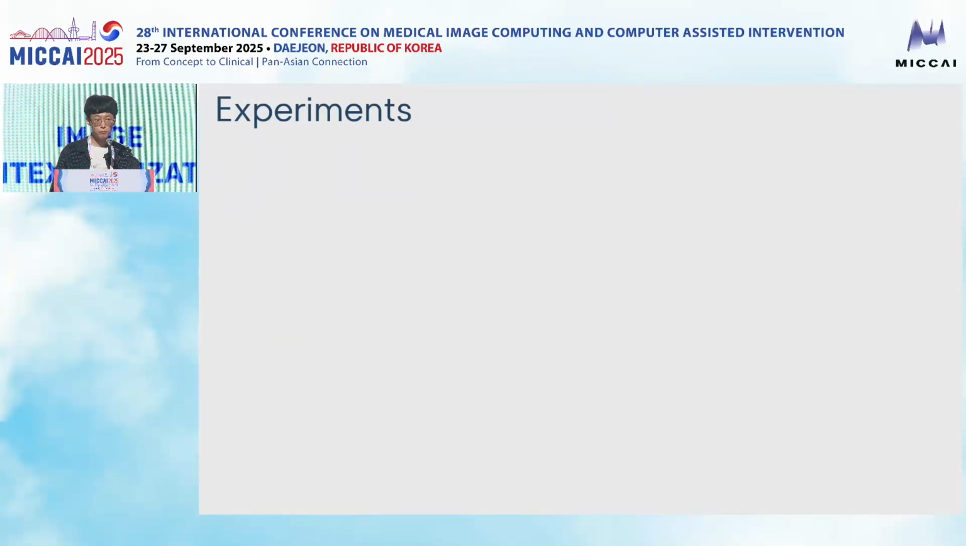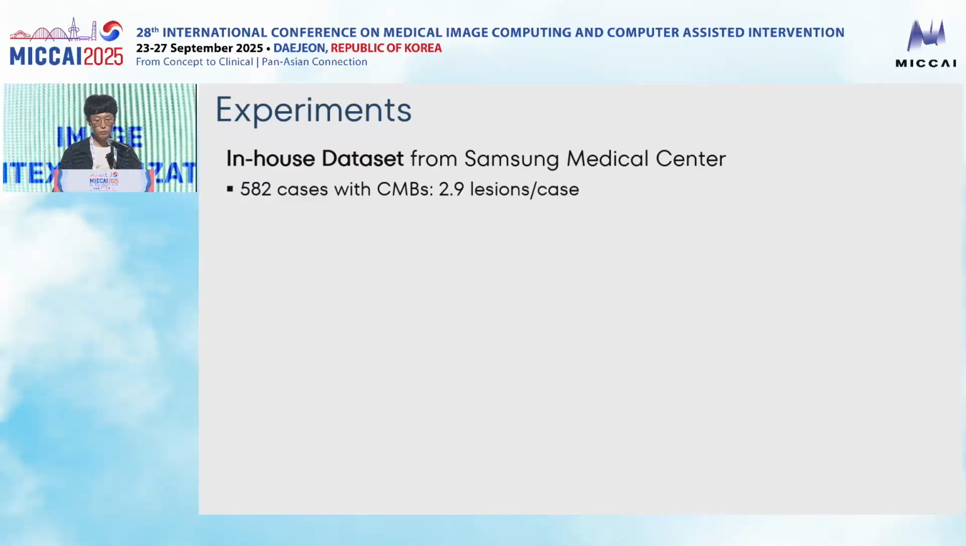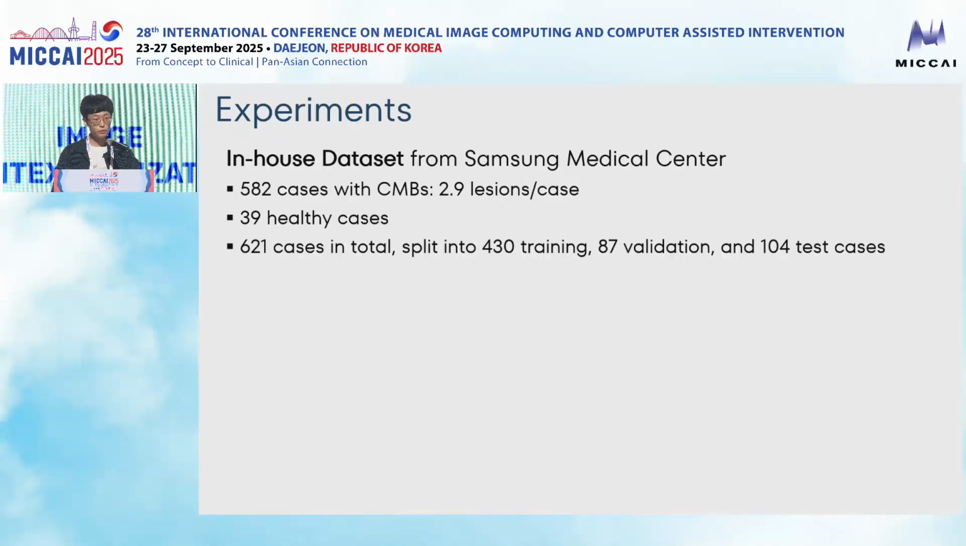We conducted experiments on 2 datasets. The first one is an in-house dataset from Samsung Medical Center, which has 582 cases with an average of 2.9 lesions per case. There are also 39 healthy cases. So in total, we have 621 cases. We manually split them into training, validation, and test subsets while ensuring a consistent lesion distribution across all subsets.